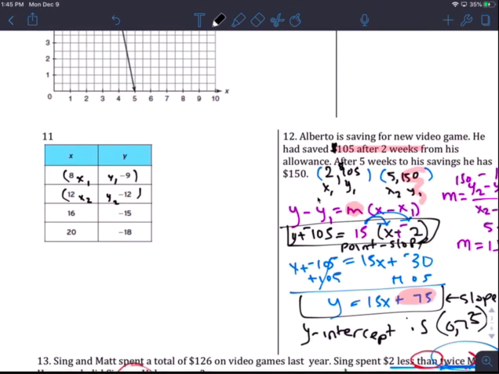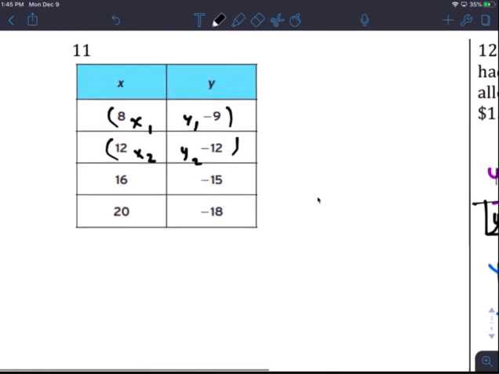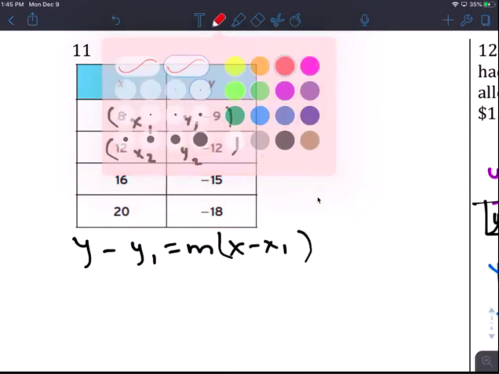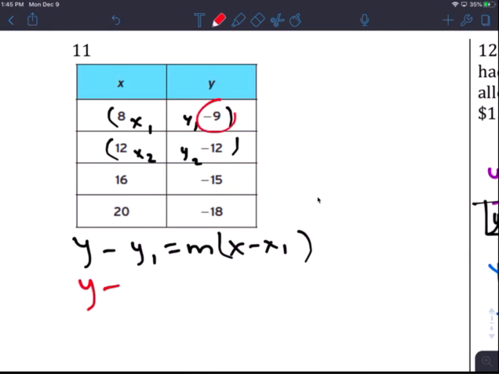Okay, so start out with y minus y sub 1, point slope formula: m parentheses x minus x sub 1. Okay, y minus, make sure that you put a negative 9 here, equals m, we don't know yet, x minus 8.